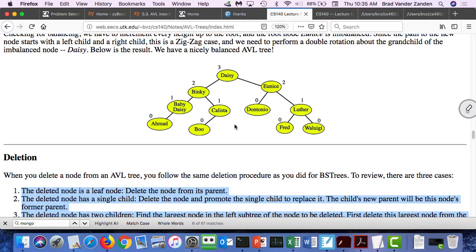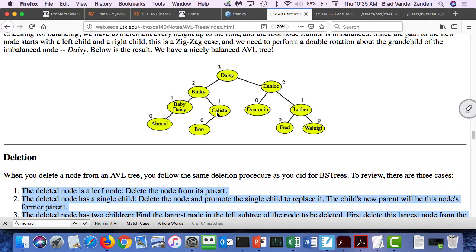Very good. You replace it with the largest node in the left subtree. So if I delete Daisy, the largest node in that left subtree is Callista. So I first delete Callista. And I'm guaranteed that Callista has at most one child. In fact, I'm guaranteed that Callista cannot have a right child. Why am I guaranteed that Callista cannot have a right child?